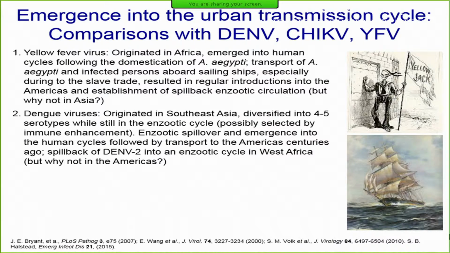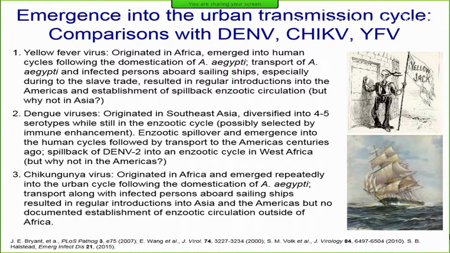Dengue viruses, we think, originated in Southeast Asia, where the 4 or 5 serotypes diverged when they were still in the enzootic primate cycle. Then they independently moved into human transmission cycles and probably were also transported around the world by sailing ships. We also know that dengue virus subtype 2 apparently spilled back from that transport into forests in West Africa, where, as I showed you before, it circulates today in an enzootic cycle. But as far as we know, this has never happened in the Americas. There's no clear evidence of enzootic transmission.